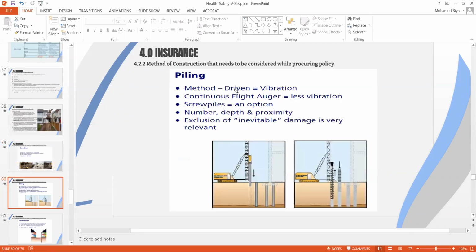Then coming to the piling activity, again it's linked to the method statement. If you are using the driven method, it will cause vibration. And if you are considering the auger method, there is less vibration. If you have an adjoining property and it might cause damage to it, which is inevitable, you can simply foresee it. So these are things you need to take care of. If something you can foresee, it is not covered, so accordingly you need to set your safety standards and all the risk assessment in place.